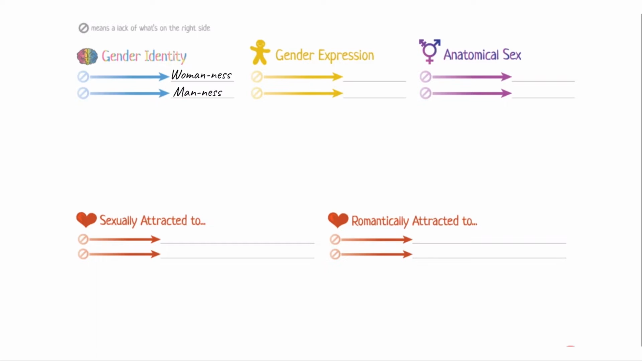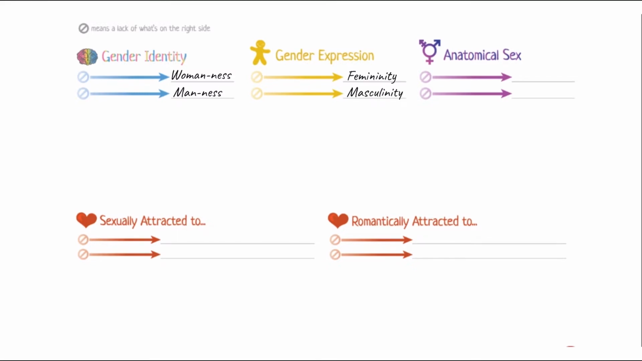Gender expression, people most often think of hairstyles, grooming, makeup, clothing, nonverbal mannerisms, and other things we see on the outside. We'll write femininity in the top line and masculinity in the bottom line, as these are the two words that people generally use to describe the different ways their expressions show up.